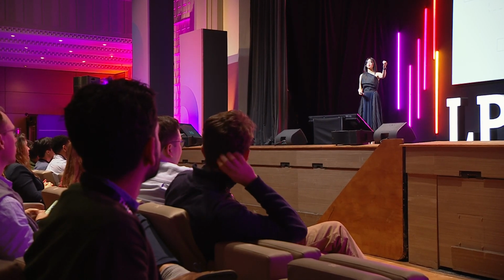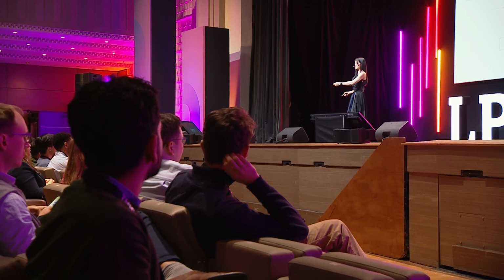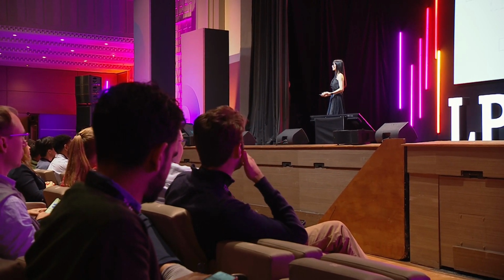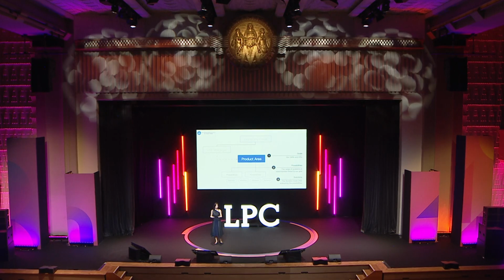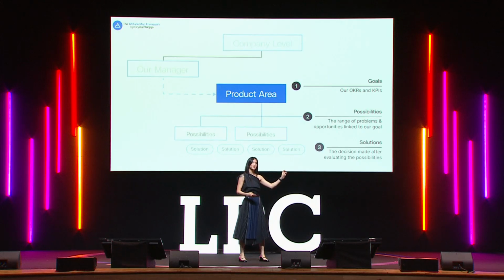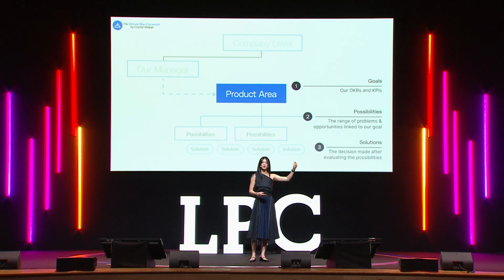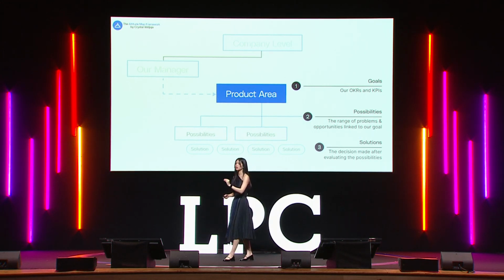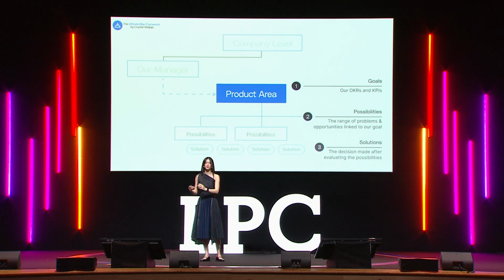And so what are these goals, possibilities, and solutions? Well, the goals are simple. It's the OKRs and the KPIs that we have been assigned to by our managers. Possibilities are our range of options, the problems, the opportunity statements, the product areas that we think our hypothesis is that if we nail this, our goals will be achieved. Solutions are those decisions that we finally come down to, the features that we ship to our users. It's what we have opinionatedly decided would be best to solve for that possibility.